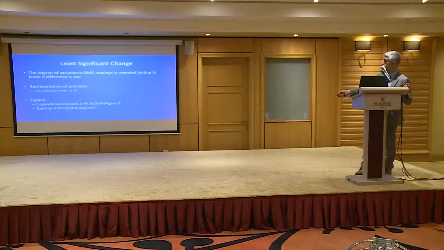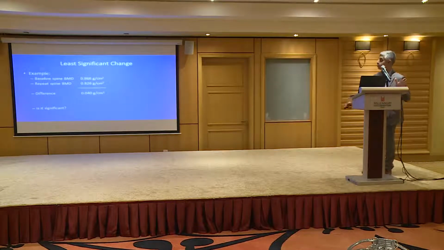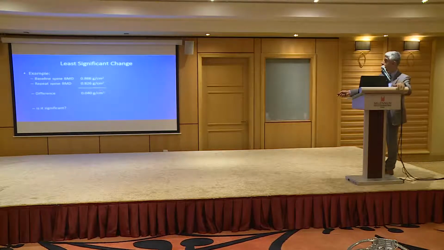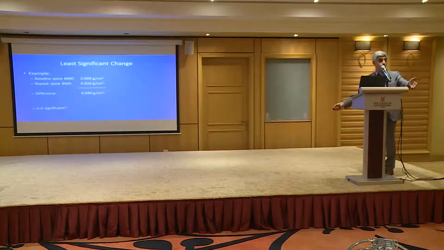And the total hip is a little bit larger, about 4 to 5%. So this is an example. This is a baseline BMD of a patient who had in the spine 0.866 grams per centimeter squared. This patient had a repeat spine 2, 3, 4 years later, whatever, and he had a BMD value of the same area of about 0.826. Now the difference is that this patient has lost, right? Because this is baseline, this is a follow-up, and he decreased. So he lost 0.04. So that would be about 4%, right?